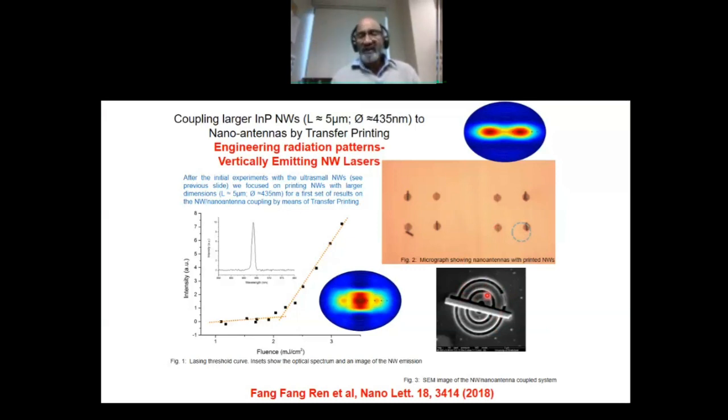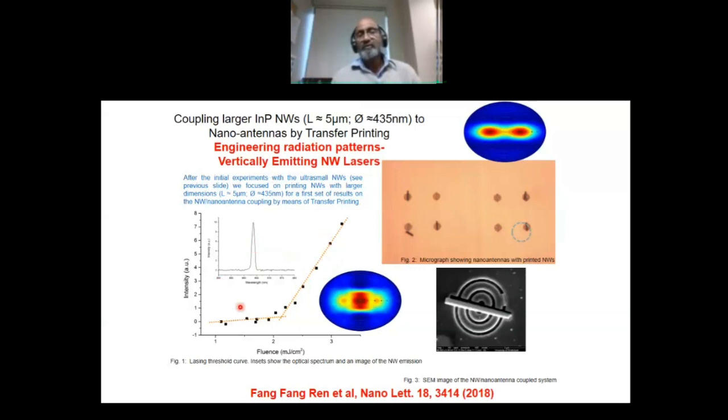So when you do not have a nano antenna, light is coming from both ends of the nanowire because the nanowire is acting like a fabricated cavity. But whereas when you have a nano antenna, suddenly light is coming from the vertical direction. So that means, first of all, instead of having edge-emitting lasers, we're able to demonstrate vertical emitting lasers. Again, threshold-like behavior, and then a sharp light emission.